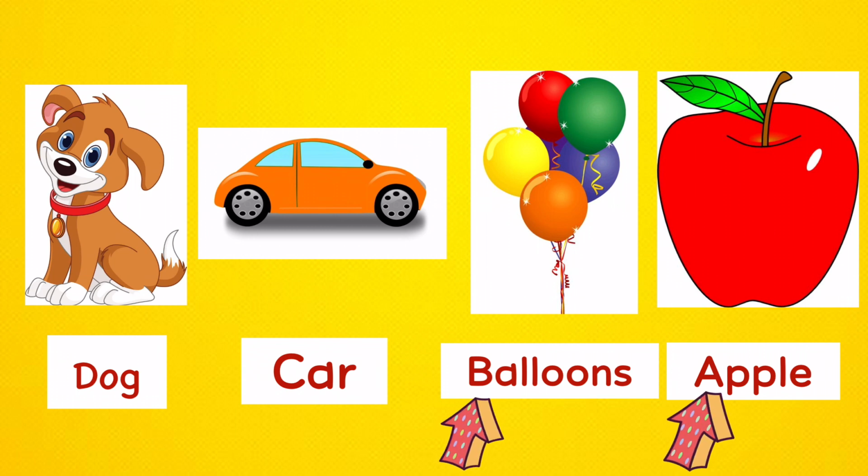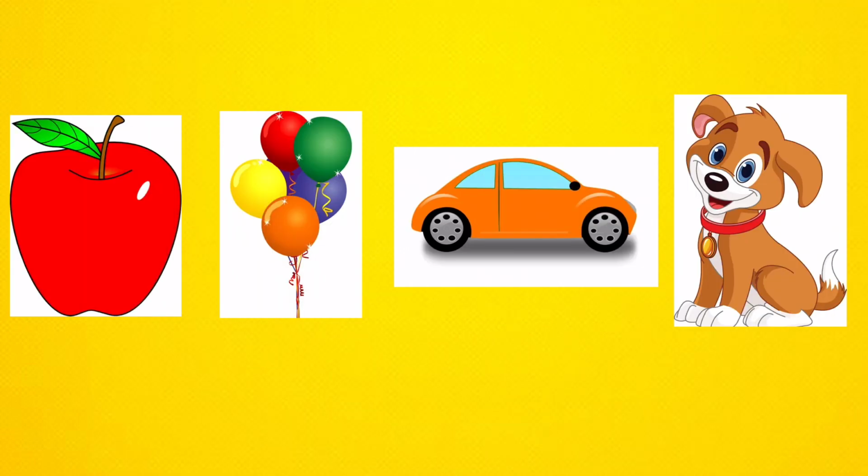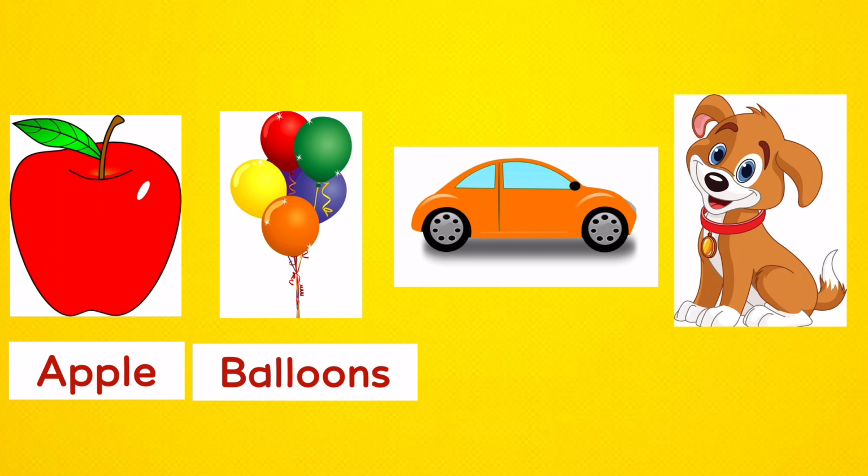Third object would be car because it starts with C. And the fourth object would be dog because it starts with D. So, according to the alphabetical order, the right sequence would be apple, balloons, car and dog.